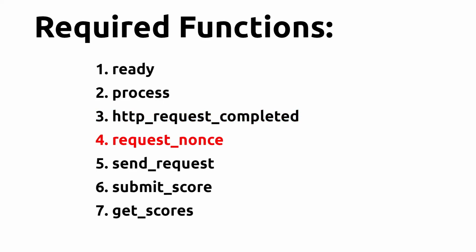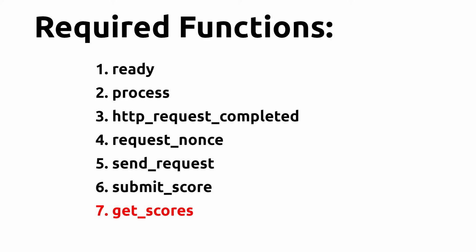We will need a request nonce function, which will handle sending a request for a nonce. And then we will need a send request function, which will handle sending a request for any other command in our system. We also need a submit score function, which will be executed when we press our submit score button. This will generate a random name and score and queue it to our request queue. And lastly, we will need our get scores function, which will be executed when we press our get scores button.